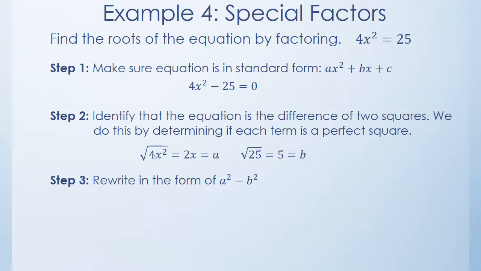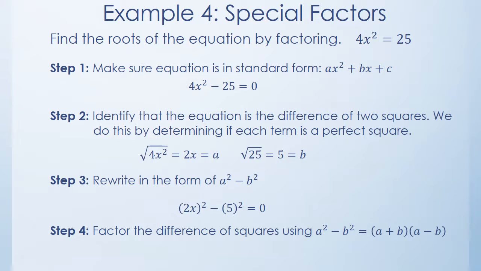So now I can rewrite it in the form of a squared minus b squared. a is 2x, so I'm going to square that value, and b is 5, and I'm also going to square that value. So this is what it looks like. Now I can factor the difference of squares, because we know by looking at the table, and this is something you'll get to know as you do it, that a squared minus b squared equals a plus b times a minus b. So I plug in my a and my b value. I get 2x plus 5 times 2x minus 5 equals 0.